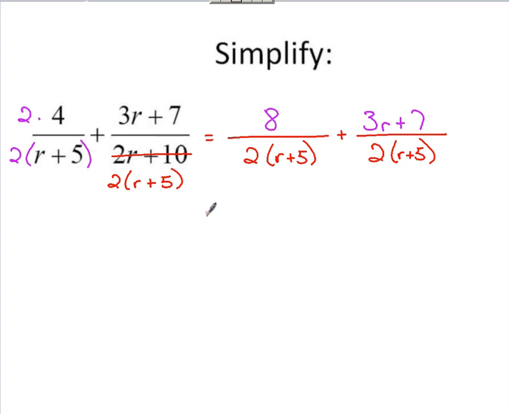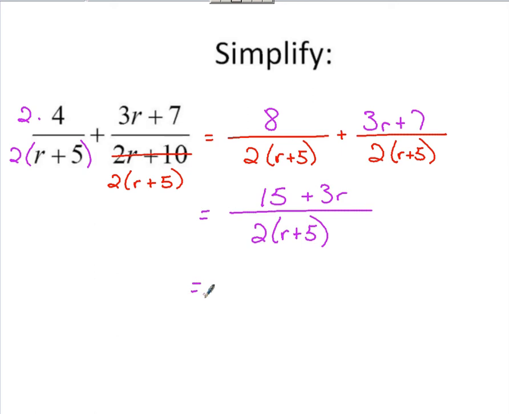Since the denominators are the same, we can start piecing everything together as one fraction. We know denominator is going to be 2 times the quantity r plus 5. If we add through the top here, collect like terms, you got an 8, you got a 7, we got 15, plus a 3r. You need to ask yourself at this point if there's anything you can factor further between the numerator and denominator.